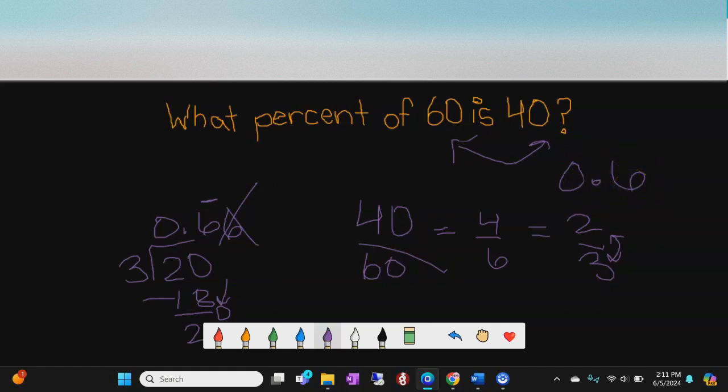And then we move the decimal over 2 places. So 1, 2. We add a 0 in the missing gap, which is now 60. So that is our answer. Our answer is 60%.